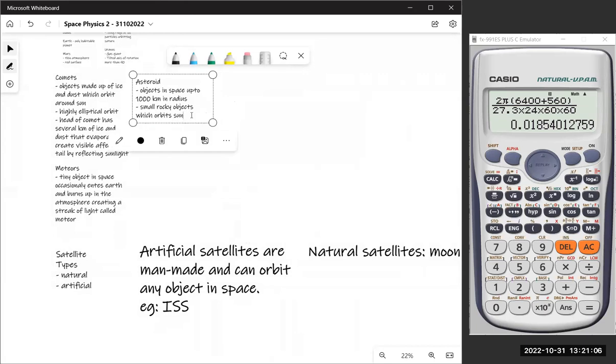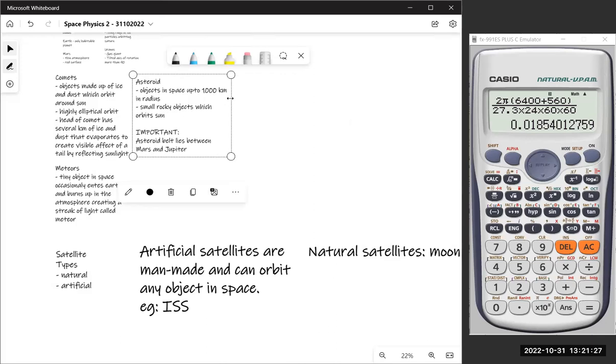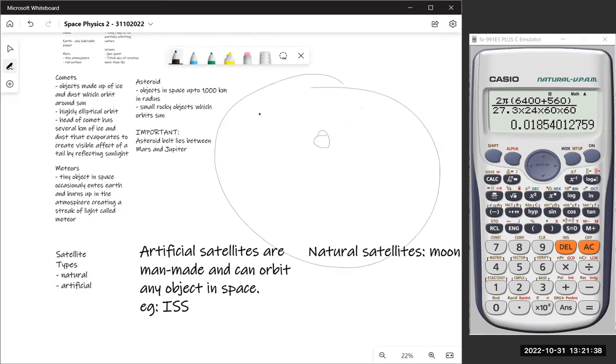Now, one thing you need to write just below this is important, which is the asteroid belt lies between Mars and Jupiter. These asteroids float around in space. But you need to realize that everything in the solar system is orbiting the sun, technically. All of them are orbiting the sun. If the sun is here, all of these things around it are slowly moving with the sun as well, slowly. But not like a comet.